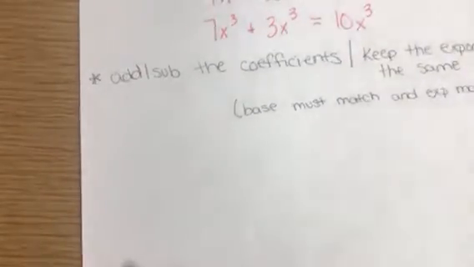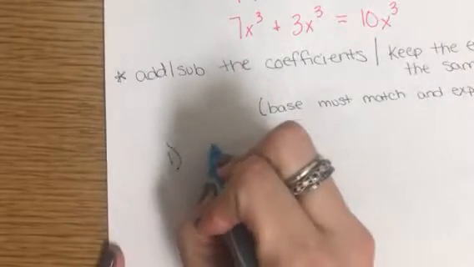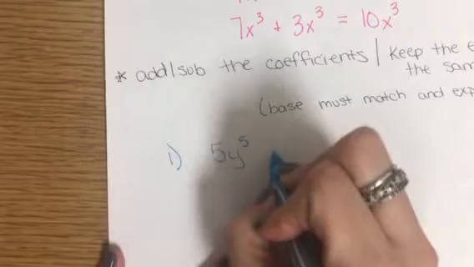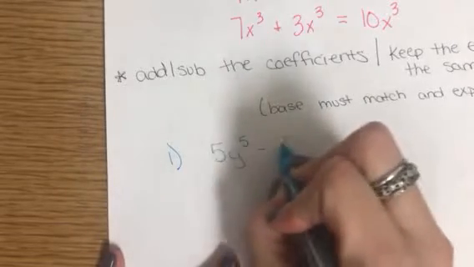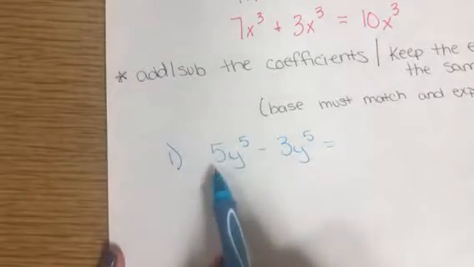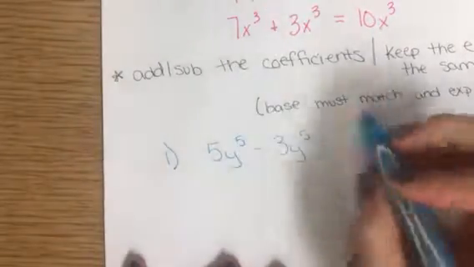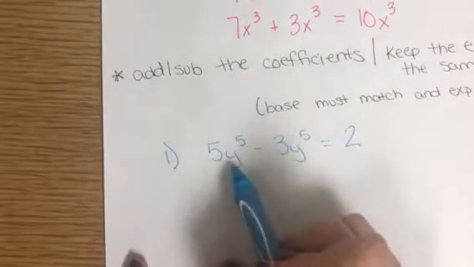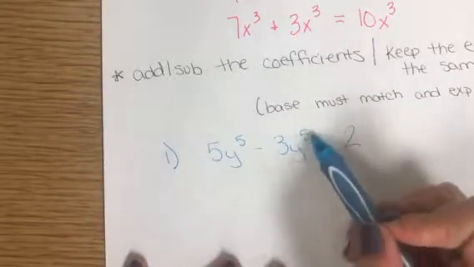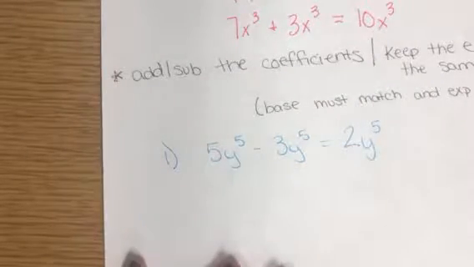So if we look at a couple examples here, just to make sure. If we have 5y to the 5th minus 3y to the 5th, we're going to subtract the big numbers in front because that's the operation we see. So 5 minus 3 gives us 2. And then it was a y to the 5th, we combined it with a y to the 5th, so our answer is going to have a y to the 5th.